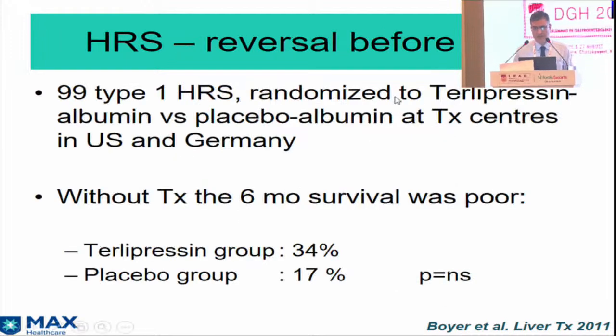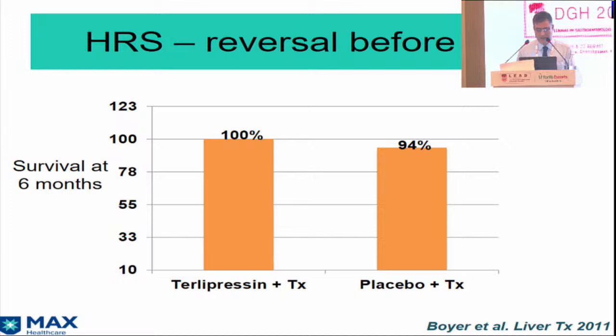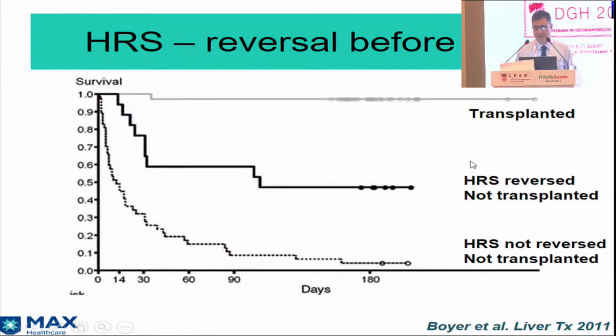If you look at this particular study by Boyer, 99 type 1 HRS patients who were randomized to terlipressin versus placebo, without transplant, the 6-month survival was not different, whether they reversed or did not reverse their HRS. But if they were given transplant, it did not matter whether they received terlipressin or placebo, 100% versus 94%. Again, transplanted patients, 100% survival. HRS reversed, not transplanted, only 40% survival. HRS not reversed, not transplanted, 0% survival, or maybe less than 5% you want to say.